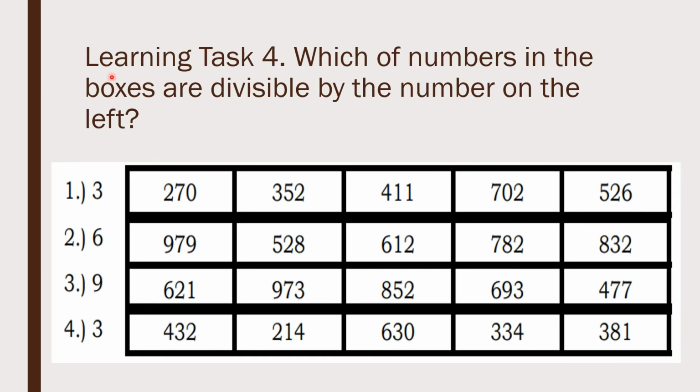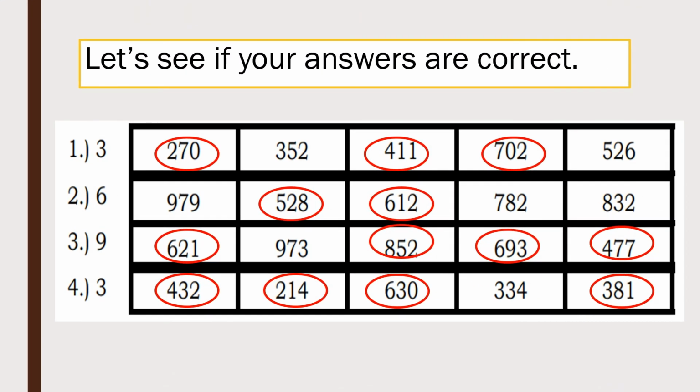Let us proceed to learning task 4. Which of the numbers in the boxes are divisible by the number on the left? So you are going to identify which numbers are divisible by the number on the left. Again, you can pause this video and answer the learning task on your own. Then resume the video to find out if your answers are correct. So let us see if your answers are correct.